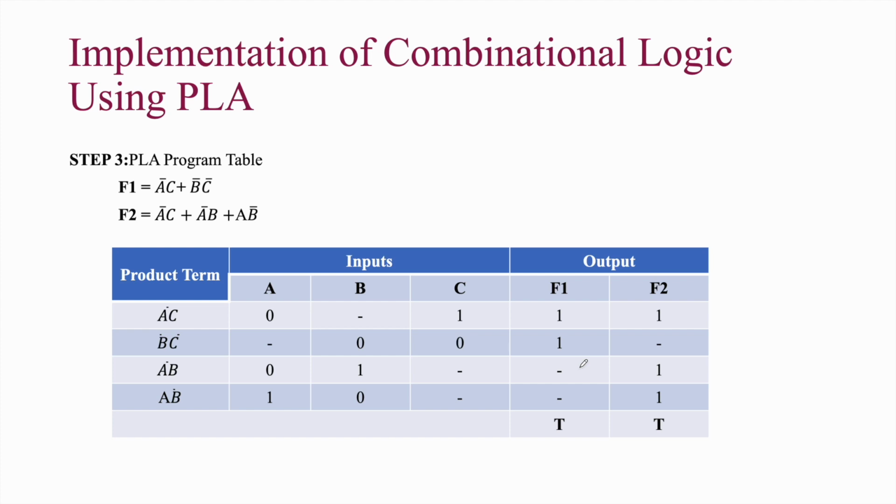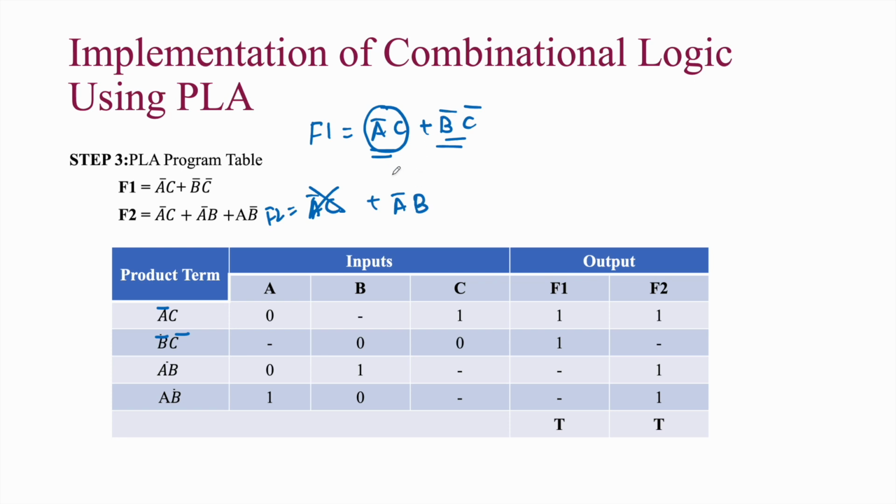Next, we have to go for the PLA program table. Right now, we have the function F1. It has A bar C and B bar C bar. This is one product term and this is the other product term. Next, if we look at the expression F2, we have A bar C. Already we have A bar C in F1. Therefore, we are neglecting this A bar C in F2, plus we have A bar B.